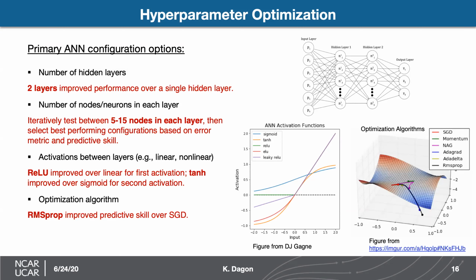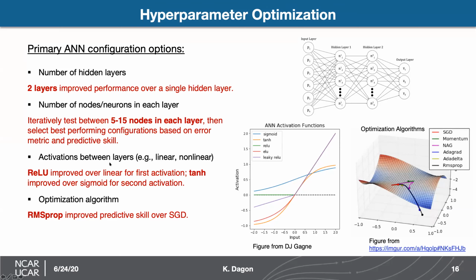Okay, so number of hidden layers. I've already alluded to this, but I found that 2 layers improved the performance over a single hidden layer. I didn't want to go any deeper than that because I wanted to limit the number of so-called trainable parameters, the weights and biases, just because my input data set size was limited. Similarly, the number of nodes and neurons in each layer: I iteratively tested between 5 and 15 in each, and wrote a loop to test the predictive skill of each configuration, and then selected some of the best performing configurations based on an error metric, which I'll talk about in a few slides, and looking at the predictive skill.